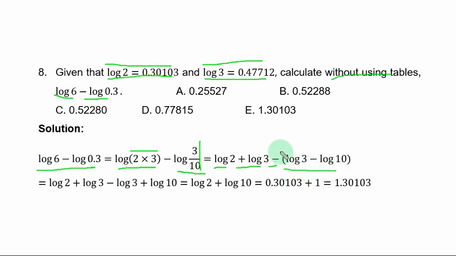If you open the bracket with this minus sign, of course, here becomes plus. Now you see that plus log 3 minus log 3 is 0. You are left with log 2 plus log 10. This is the value of log 2. Log 10, because the base is 10, you have 1. After addition, you have 1.30103. The correct option is E.